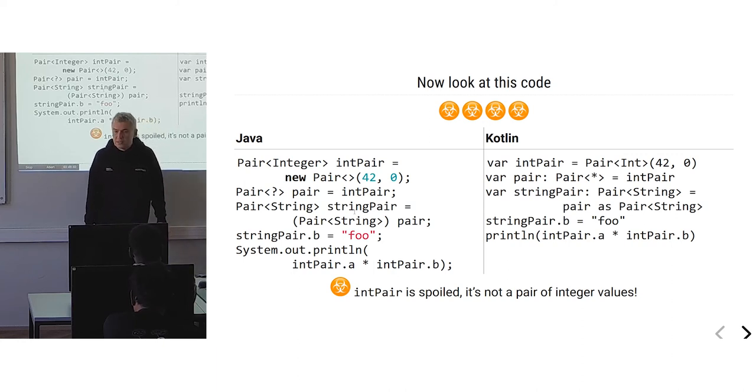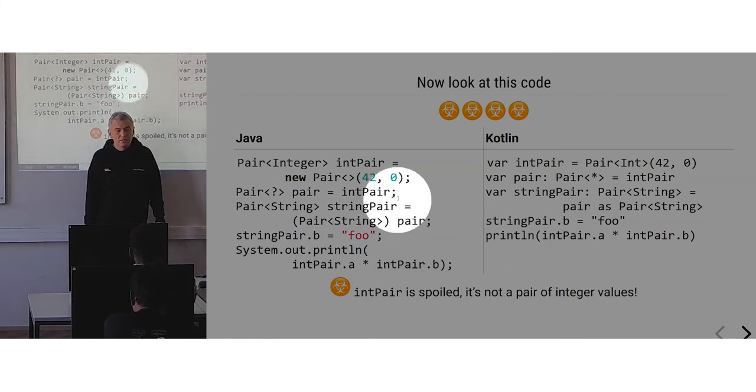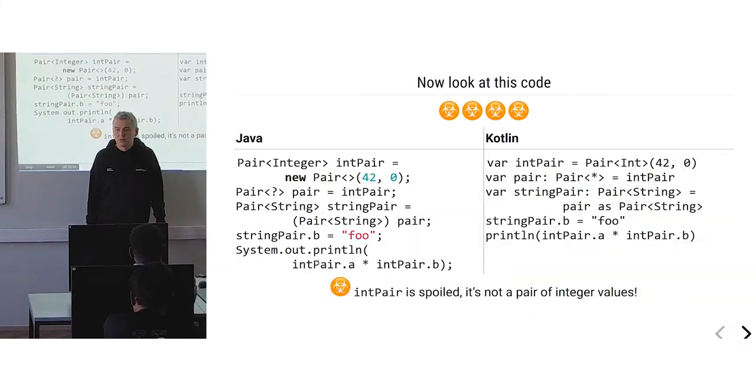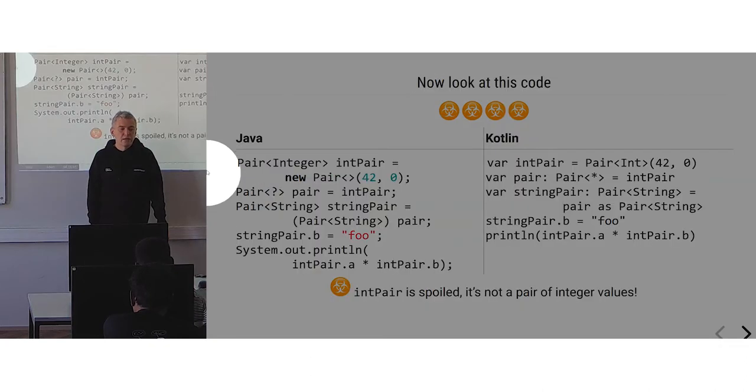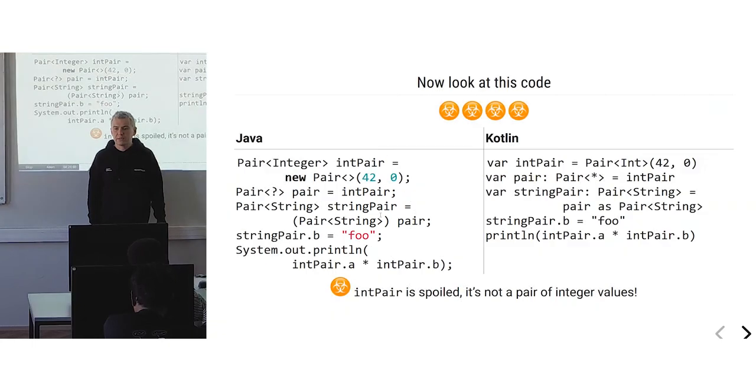We did it almost intentionally, but see, it's a simple code. You can do this also by mistake. Imagine this Pair of question mark came from another method, and you might be sure that it is a pair of managers for some reason. Yes, it's bad code, of course, and the compiler will issue a warning that you are doing an unchecked typecast.